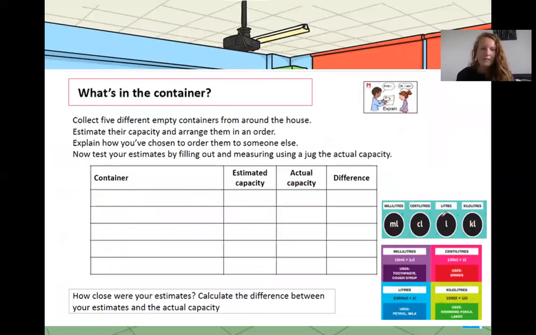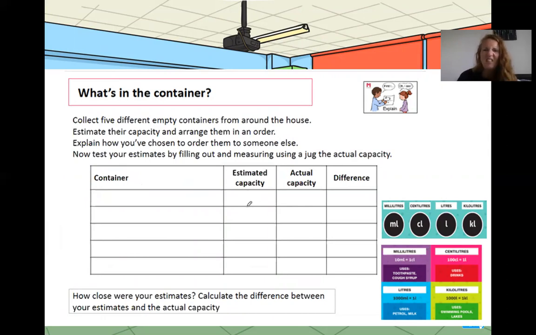Last but not least, you're going to collect 5 different empty containers. Try to see what their capacity is. So I might just grab things around me. If this was empty, grab them. Put them in order. What do you think? Estimate how much their capacity is, what do you think it is?